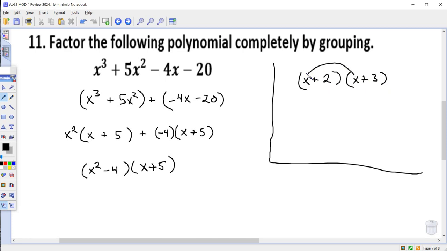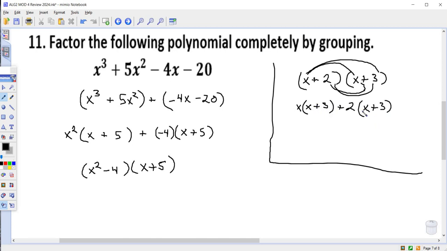The F and the O of FOIL, distributing that x, that'd be x times x, and then x times 3. And then I'd have to add to that distributing the 2 with the x and the 3. So that'd be 2 times the x and 2 times the 3. Notice what I have here. This is how I distribute it. X times x and x times the plus 3. That's this over here. 2 times the x and 2 times the plus 3.